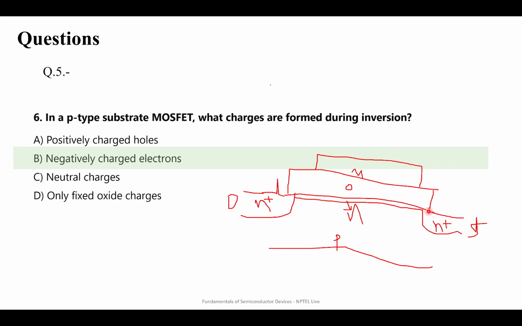But we also assume that the channel is long enough that we can assume the variation to be very, very slow, and we can neglect it. So we only have to do calculations for this region. So it becomes a 1D problem instead of a 2D problem.